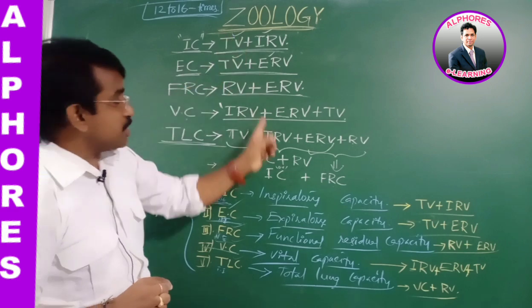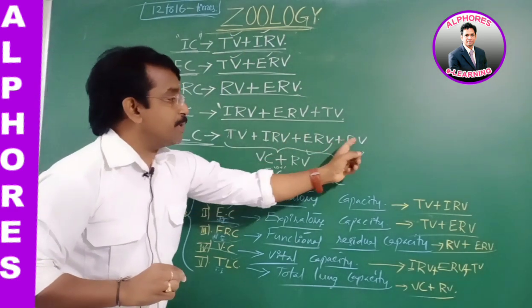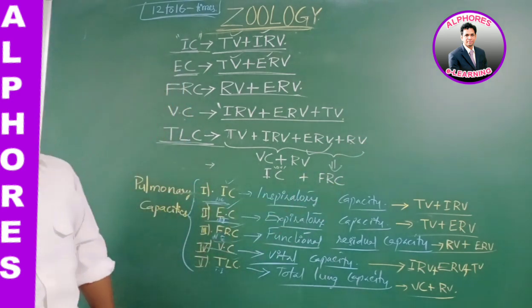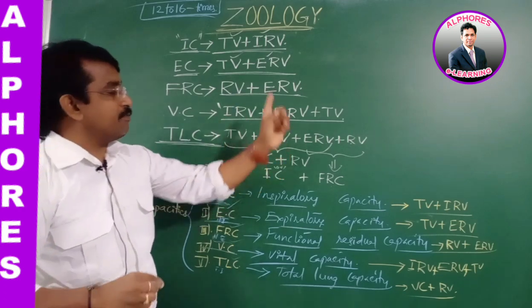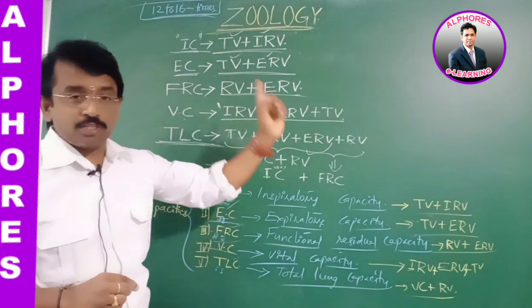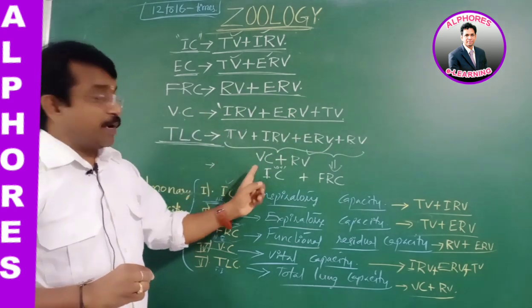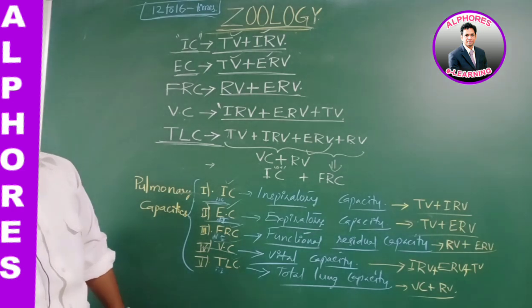TV plus IRV, and ERV plus RV is equal to FRC. This is what total lung capacity is equal to: TV plus IRV plus ERV plus RV, or else vital capacity plus RV, or else inspiratory capacity plus FRC, functional residual capacity.